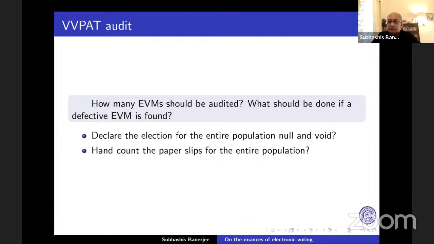The question is how many? That is the VVPAT audit. That is called the risk limiting VVPAT audit. And this process is very well understood.